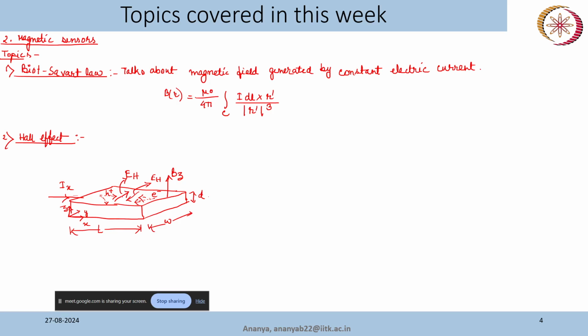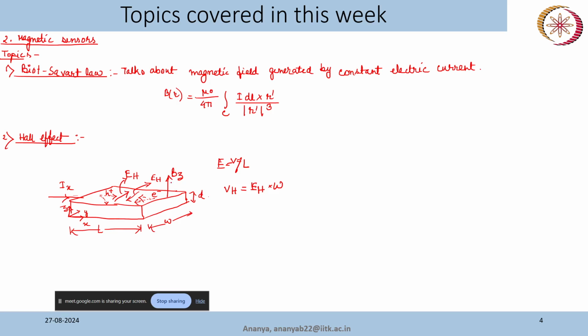Since there is an electric field in the Y direction, there will be a voltage associated with this electric field. Electric field is equal to V by L, right? Because of this electric field, there will be a voltage which is known as the Hall voltage in this case. So the Hall voltage will be EH times W, and this is the length W. So this is the Hall voltage.